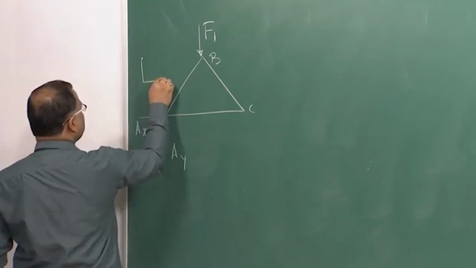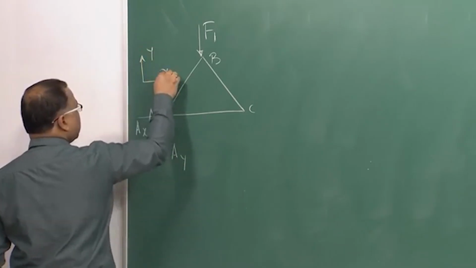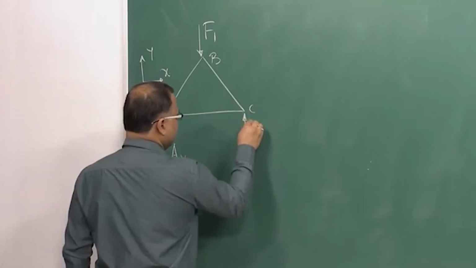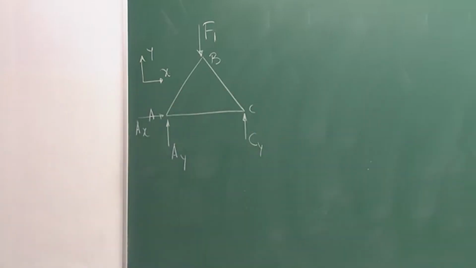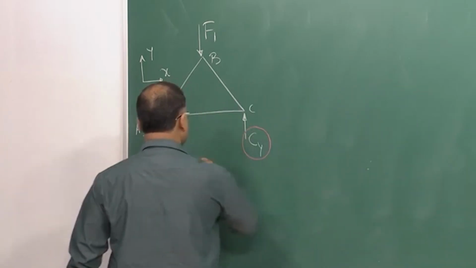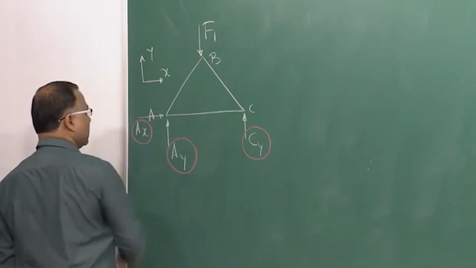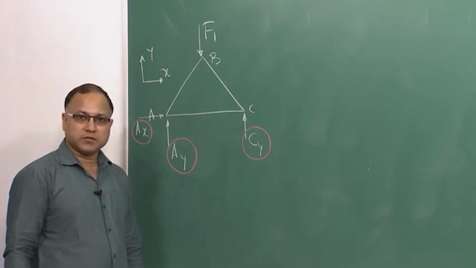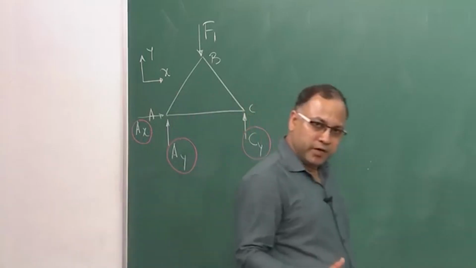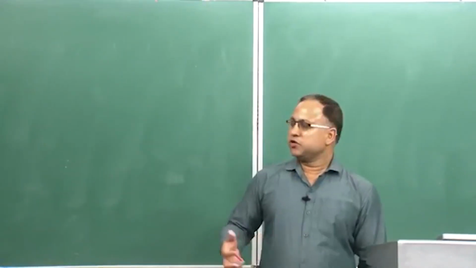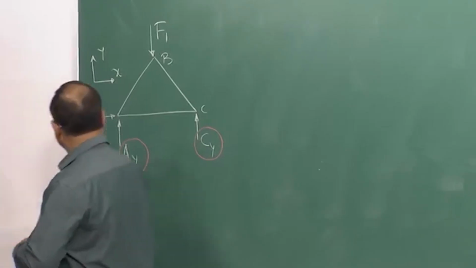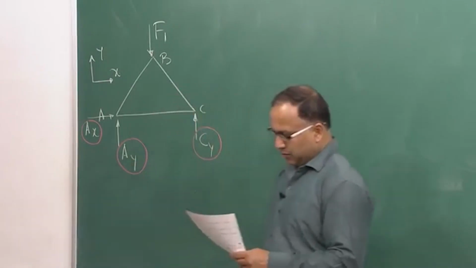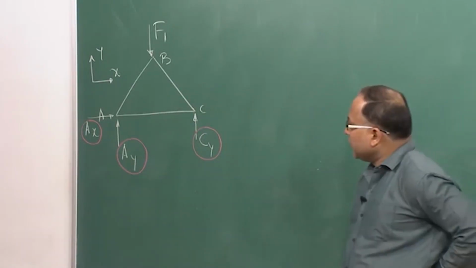Ax, Ay if it is your XY plane, and you will be getting Cy. Okay. So, these 3 are your unknown support reactions. You have 3 equations of equilibrium and 3 unknowns, so you can solve it. So, this is your externally determinate structure, right.